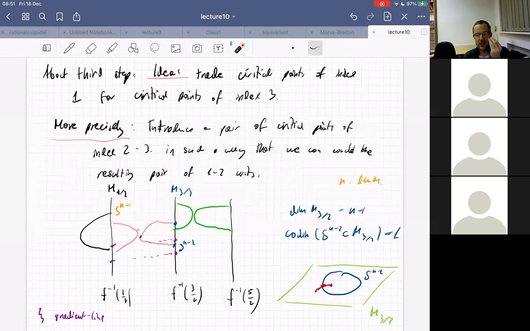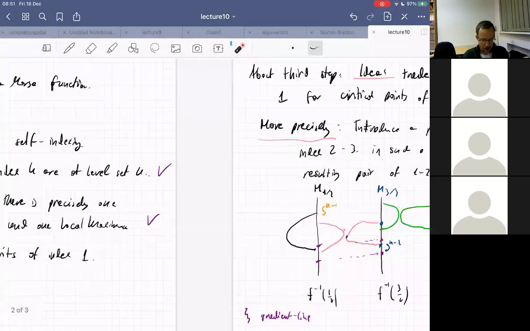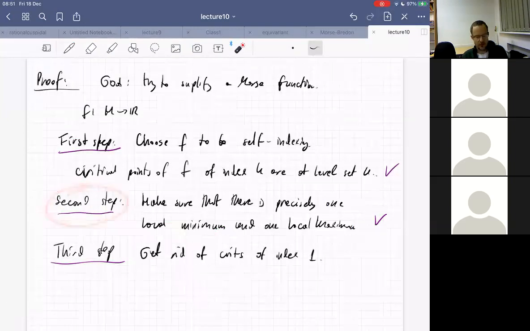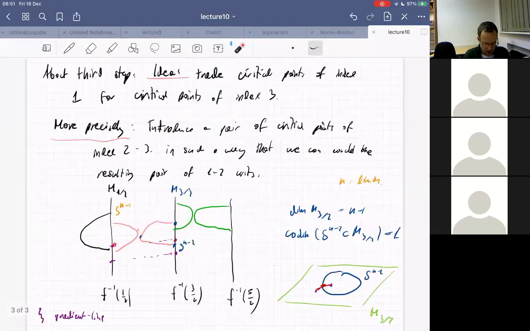And now these two points, this space is connected because we have precisely one critical point of index 0. So the one handle makes two disconnected things connected, because that's what we got in the second step. So these points are in the same connected component of M half, because there is only one connected component. So on M half, we can always connect them by an arc gamma.